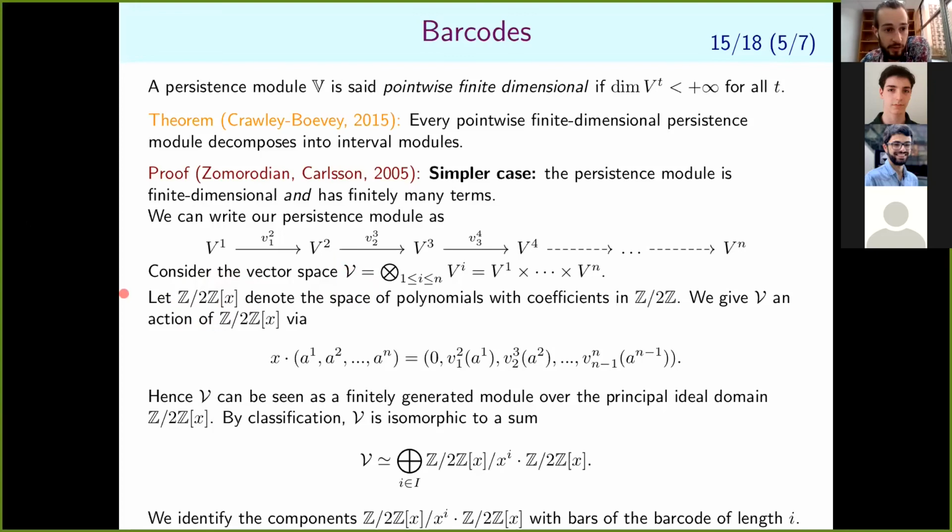And the action is the following. I take the space of polynomials with one indeterminate with coefficients in Z over 2Z. This is an algebra generated by X. And I just have to define what is the action of X on my elements of V. An element of V is an n-tuple of vectors. And I say that the action of X on this tuple is simply you translate each vector. You follow each of these maps. Here A1, I will consider its image by V1,2. A2, I will consider its image by V2,3, etc. This defines another tuple of V.